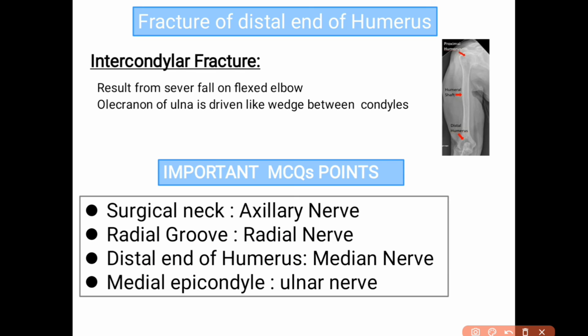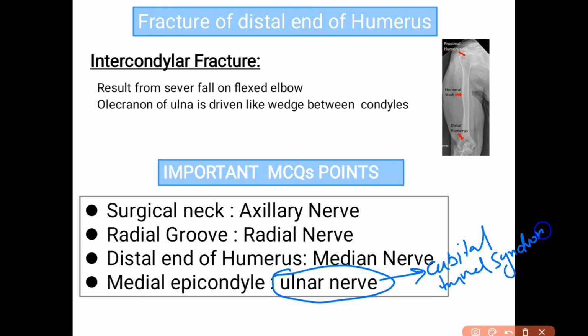Okay, so the last one is, if there is a fracture of the medial epicondyle, then there will be injury to the ulnar nerve. Ulnar nerve injury can result in cubital tunnel syndrome. It can also cause claw hand, the most important manifestation of injury to the ulnar nerve.